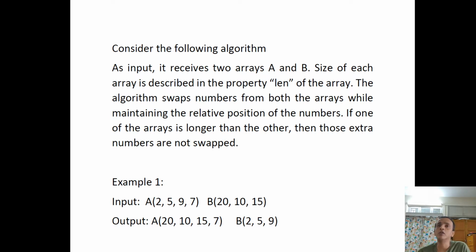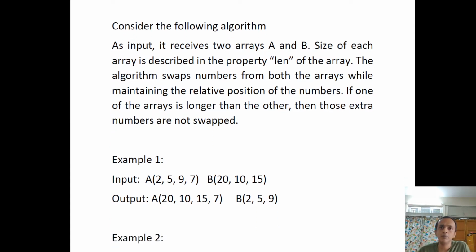Consider the following algorithm. As input, it receives two arrays, A and B. The size of each array is described in the property len of the array. The algorithm swaps numbers from both the arrays while maintaining the relative position of the numbers. If one of the arrays is longer than the other, then those extra numbers are not swapped. So we are going to get two arrays. We are supposed to exchange the numbers, and if one of them is longer, we should not touch the rest of the numbers. So let's look at the given examples of input and output.